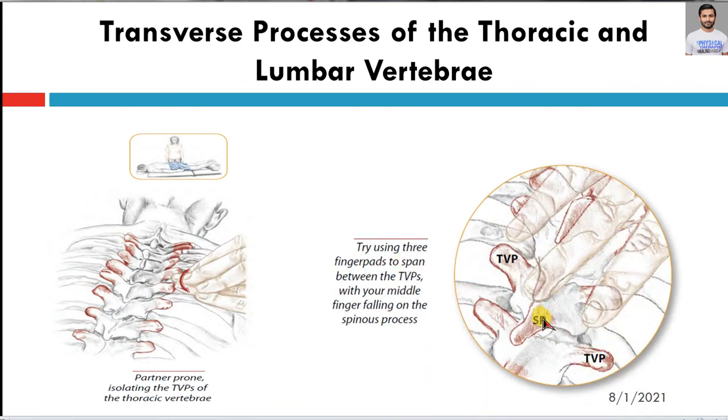So here you can see with the middle finger, the therapist is trying to palpate the spinous processes and then the transverse processes. And again, if you palpate the costotransverse joint, it will be a bump and a ditch. So simply a bump and a ditch. So one elevation and one depression.